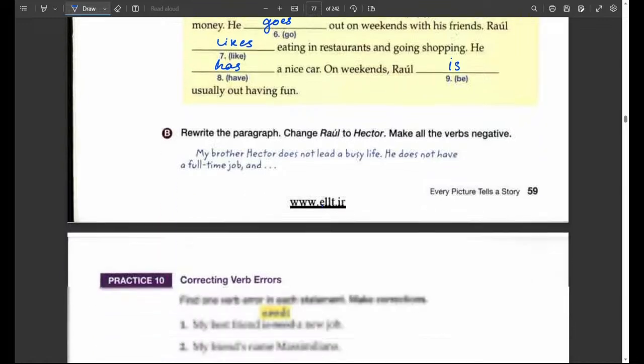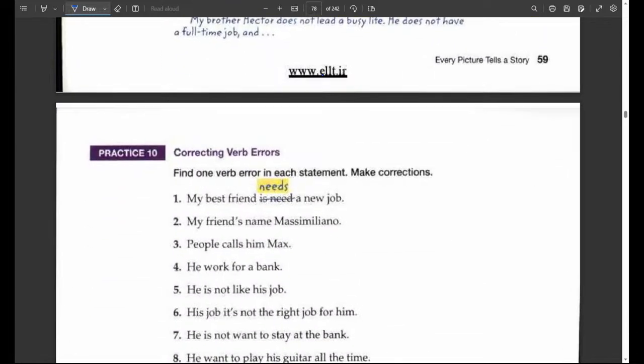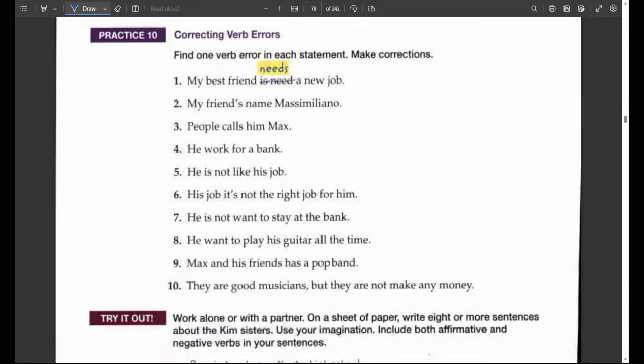Alright, we go to the next exercise, the next practice. Correcting verb errors. Find one verb error in each statement and make corrections. My best friend is need a new job. Okay, so yeah, is need is the wrong form and this is needs. My friend's name is Massimilian.